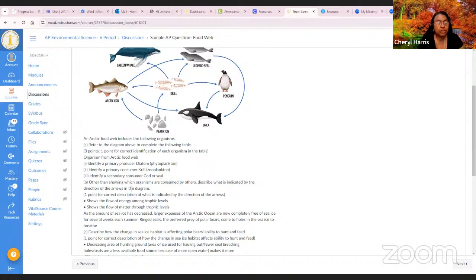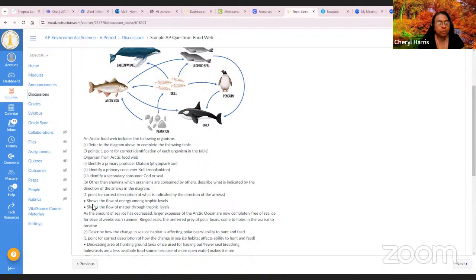It says, other than showing each organism and showing which organisms are consumed by others, describe what is indicated by the direction of the arrows. So we talked about that yesterday. Drawing an arrow on a food web is important. It goes from the thing that is eaten to the thing that eats it. Okay, so that's what it's showing.